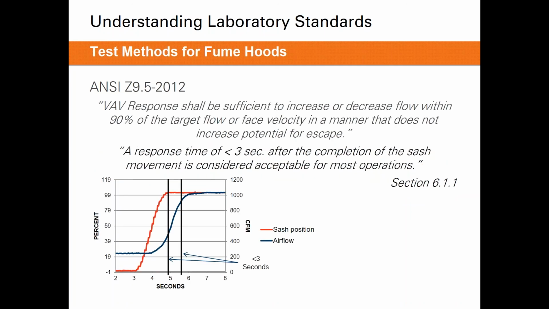One of the differences with ANSI Z9.5 is how we define the VAV response time. So ANSI states here that the VAV response shall be sufficient to increase or decrease flow within 90% of the target flow or face velocity in a manner that does not increase potential for escape, and that we're defining this here as being recommended within less than 3 seconds after the completion of the sash movement.